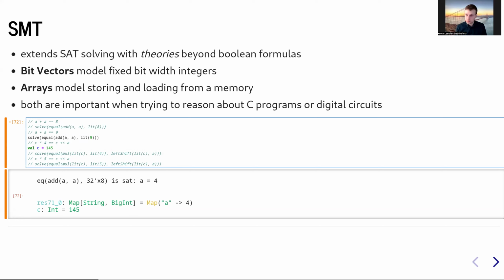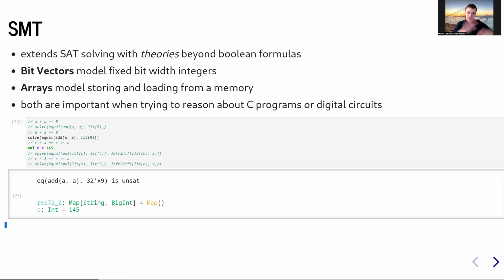Like 2 times a is equal to 9. What's the solution? The solution in this case is not actually 4.5, because 4.5 is not an integer. The solution is that it's unsatisfiable. There's no integer a such that a plus a is equal to 9.